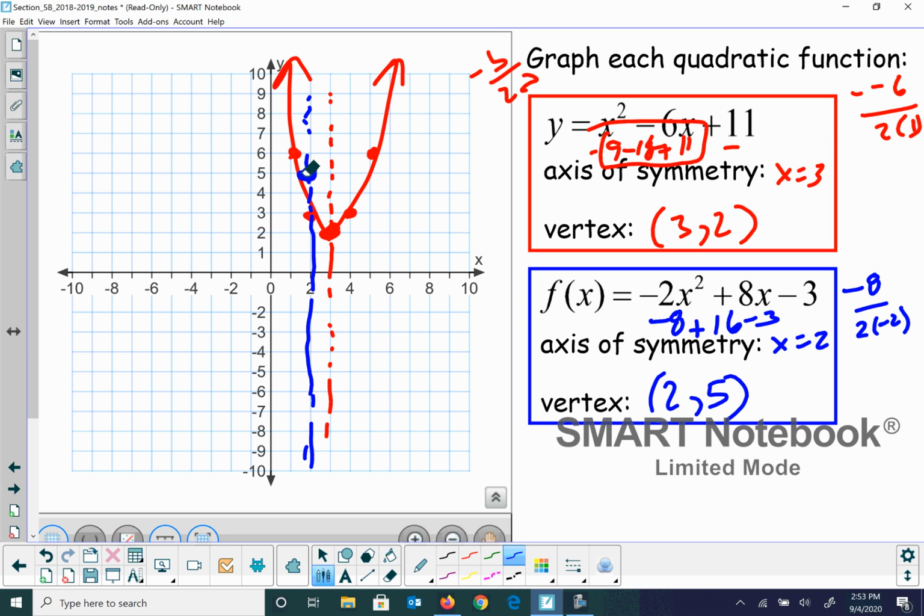And we're going to pattern graph. It's going to be negative 2, negative 6, negative 10. Do you see why? Yeah, you're going to multiply that negative 2 by it. So I'm going to go right 1 down 2, left 1 down 2, right 1 down 6, left 1 down 6, and there's our parabola.